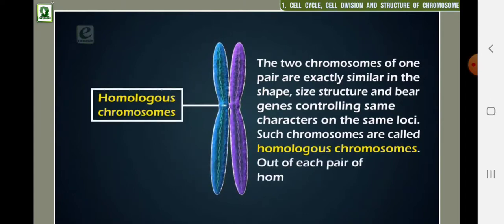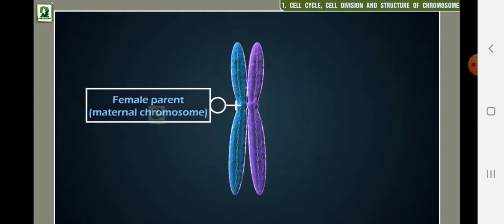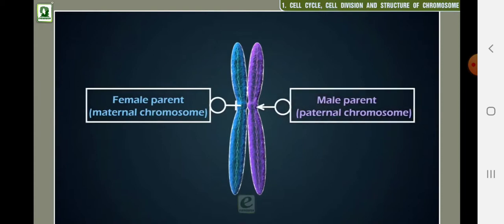Out of each pair of homologous chromosomes, one is shared by the female parent, that is the maternal chromosome, and the other is shared by the male parent, that is the paternal chromosome.